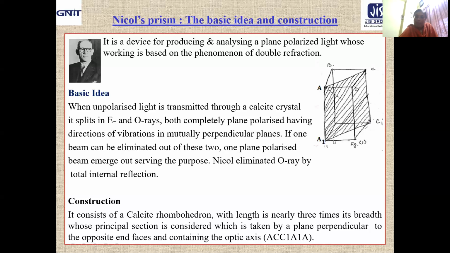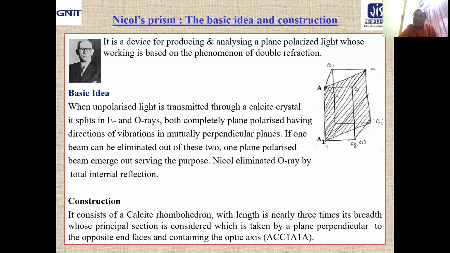We are considering here the principal section of this calcite rhombohedron, that is ACC1A1, the principal section of the rhombohedron which contains the optic axis and is taken by a plane which is perpendicular to opposite end faces. Take a look. This is one end face and this is the other end face. Through the middle it is taken so that it is perpendicular to opposite end faces and containing the optic axis.